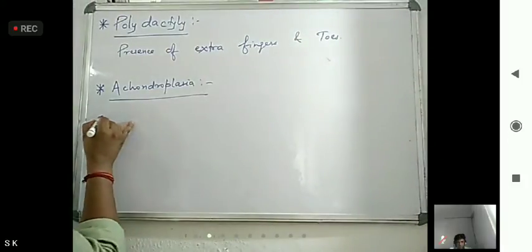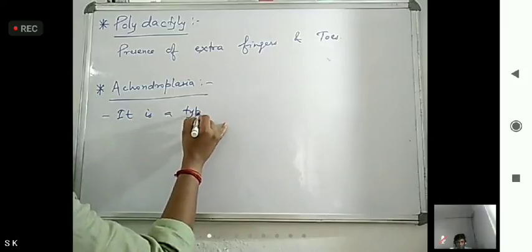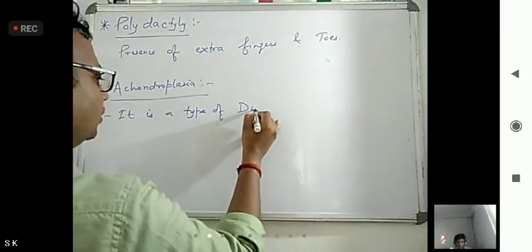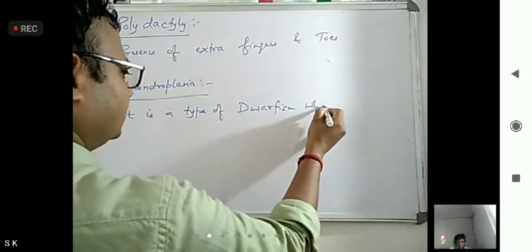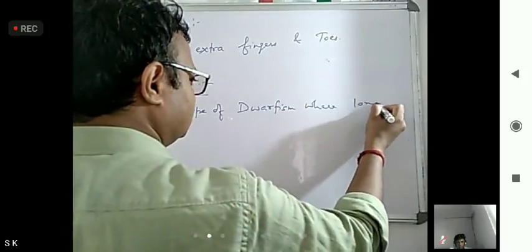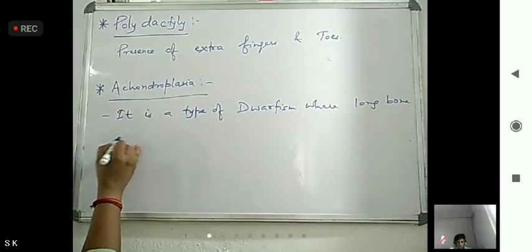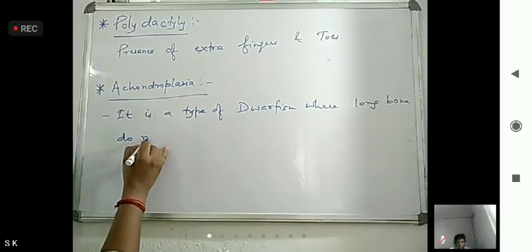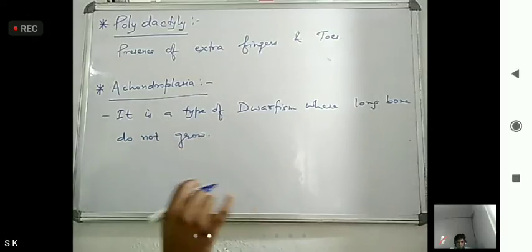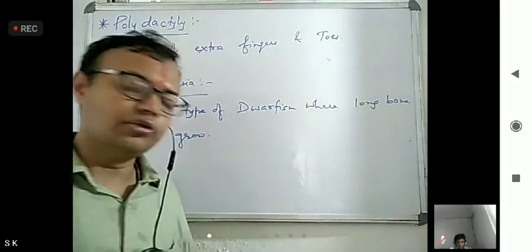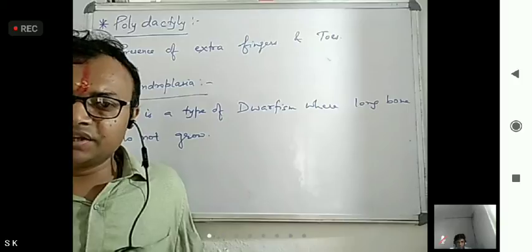So achondroplasia is a type of dwarfism where long bone does not grow. Okay, long bone does not grow. That's why dwarfism occurs, and this process is called achondroplasia.